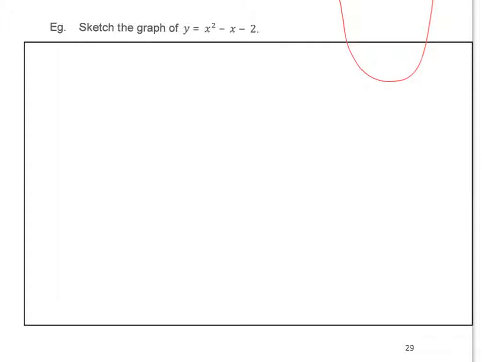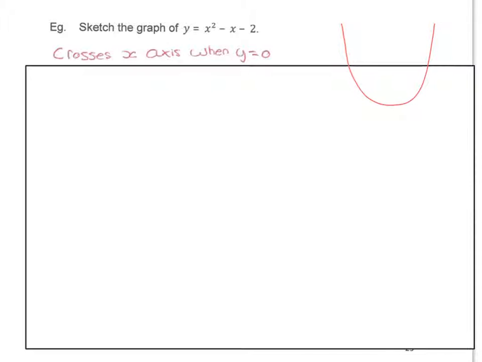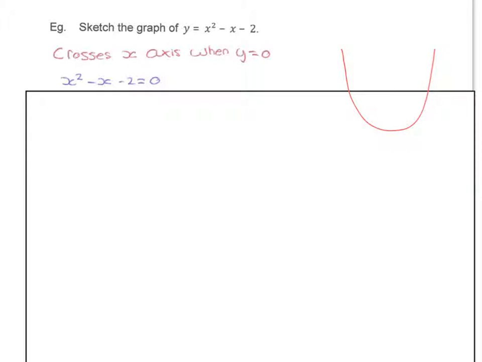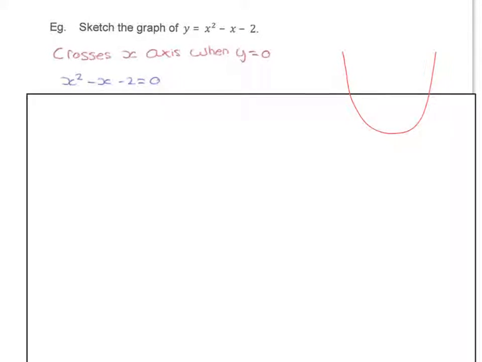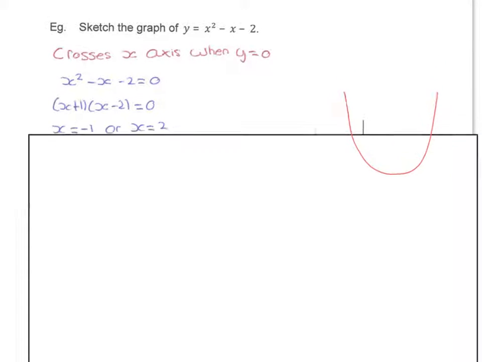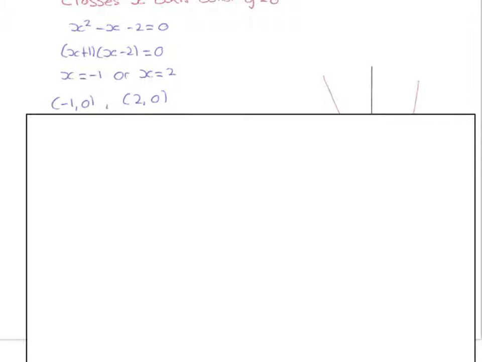Let's first determine where our curve crosses the x-axis. You should remember from GCSE, we do this by setting the equation equal to 0. So it crosses the x-axis when y equals 0. So let's set it equal to 0. x squared minus x minus 2 equals 0. It's a quadratic equation, solve it by factorising or the quadratic formula, whatever way you want, but this one's straightforward. We get two answers, x equals minus 1 or x equals 2. So we know that the curve crosses the x-axis at the coordinates minus 1, 0 and 2, 0.